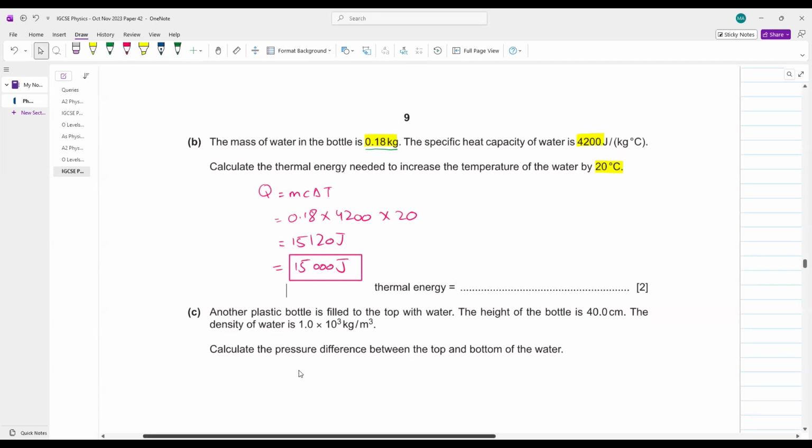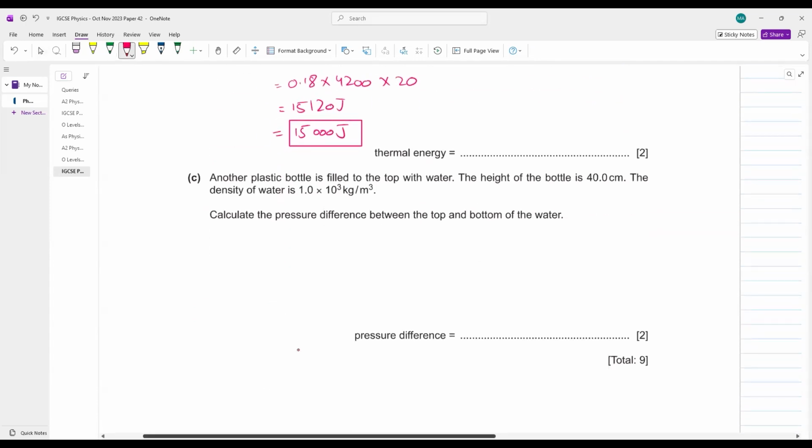Simple as that. Another plastic bottle is filled on the top with water. The height of the bottle is 40 centimeter. The density of water is this. Calculate the pressure difference. How will you calculate the pressure difference? The change in pressure is equal to density, g, change in height. What is the density? 1 into 10 to the power of 3. What is the gravitational field strength? 9.8. What is your change in height? 40 centimeter. That will be equal to 0.4.